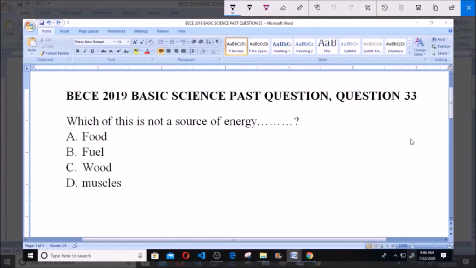Hello, good day. So today we're going to be looking at the BECE 2019 Basic Science Past Question, question 33. Which of these is not a source of energy? A. Food, B. Fuel, C. Wood, and D. Muscles. So we are looking for the option that is not a source of energy.